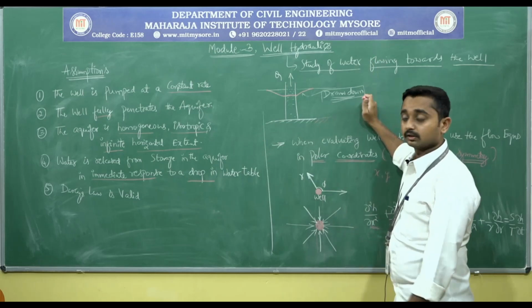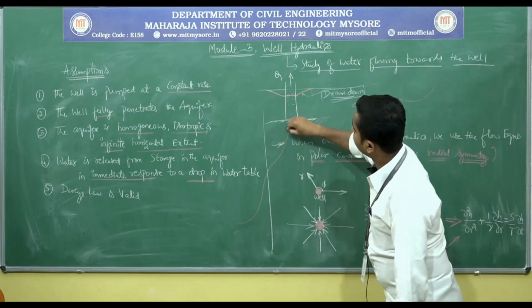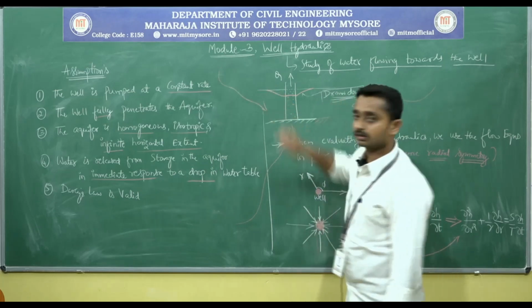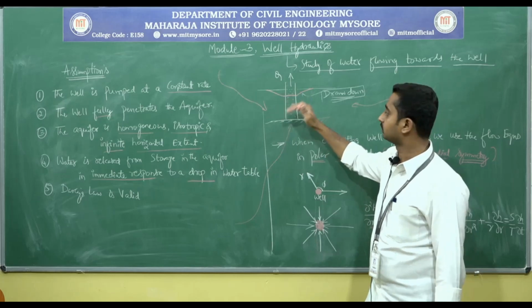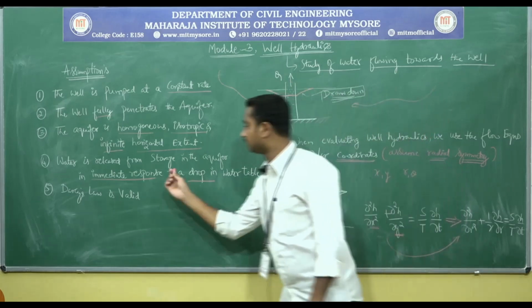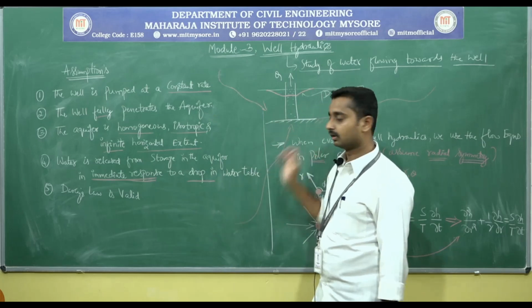If there is a good rain or if there is a flow from another aquifer, then water level recharge, meaning the aquifer gets recharged and the water level rises. This is the immediate response to a drop in water table.